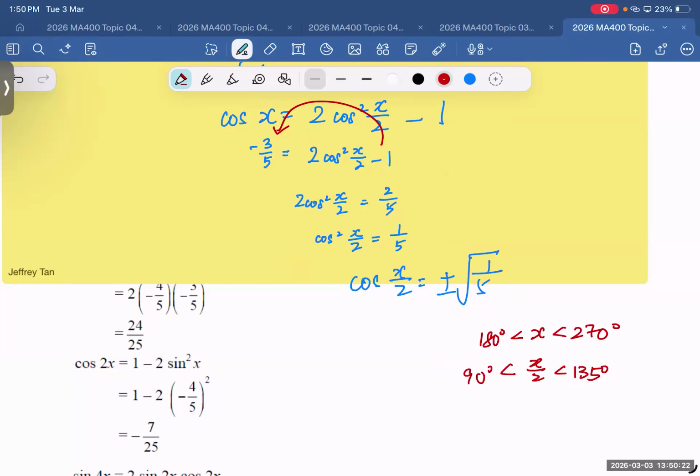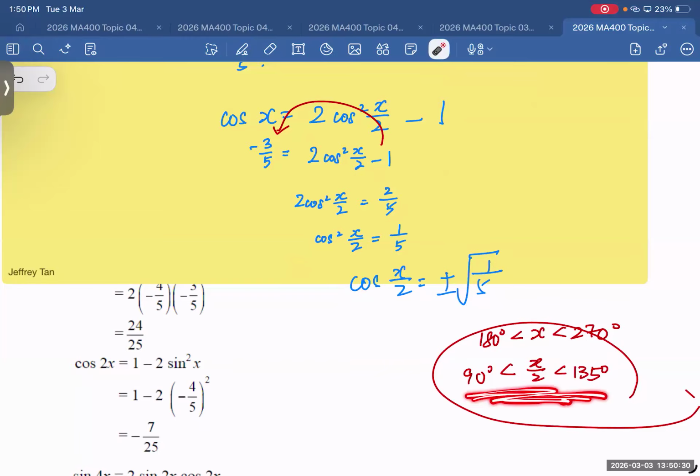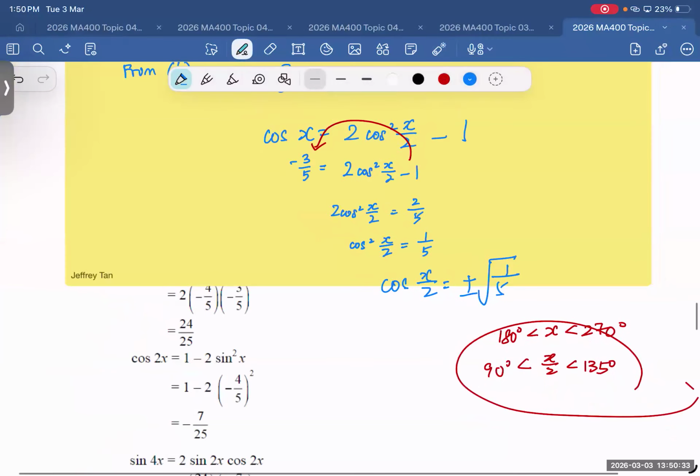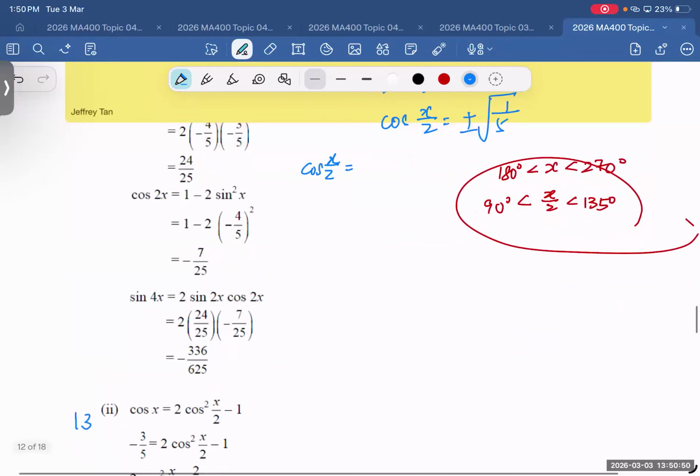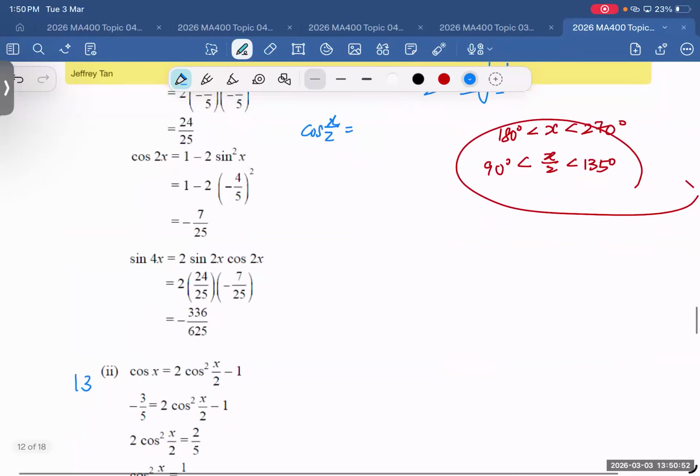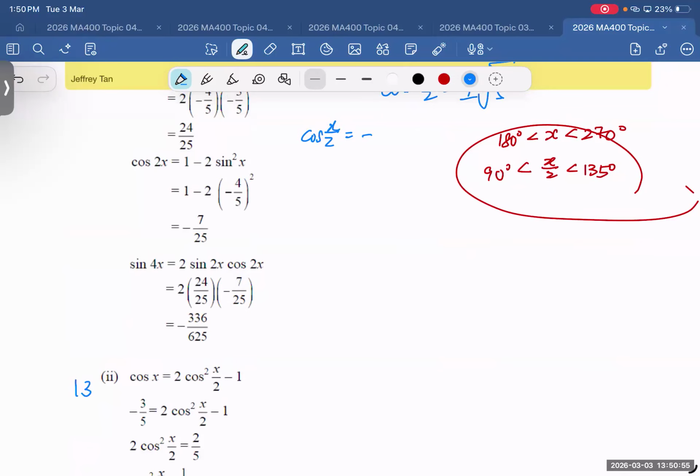Chloe, which quadrant would this be in? Second. So it's second. That means what? If it's second, would cosine x over 2 be negative or positive? Negative. Okay, so it will be negative 1 over square root 5. Now if I rationalize it, negative square root 5 over 5.